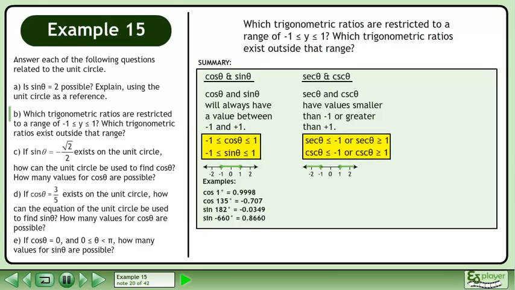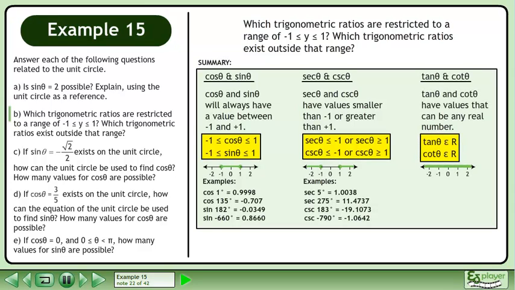Secant theta and cosecant theta have values smaller than -1 or greater than +1. No matter what angle is used, the secant and cosecant values will always be less than -1 or greater than 1. Tan theta and cotan theta have values that can be any real number. As the examples show, the tan and cotan of an angle can be any real number.